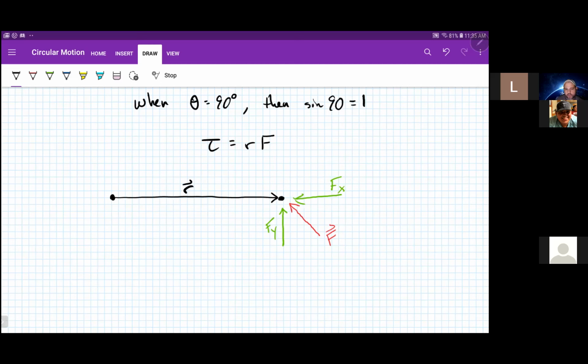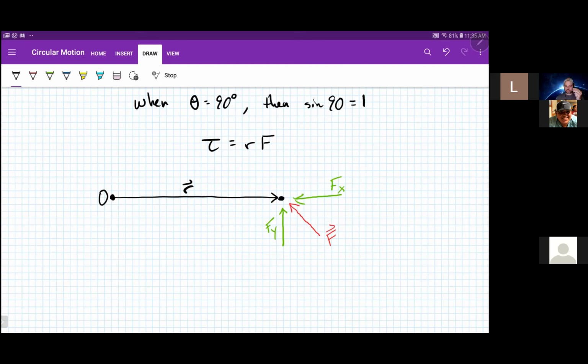Now, here's the thing. If I push with F of X on that point, is that going to cause a rotation of that point about the center O here? If I'm pushing with a force here, if I want to cause this thing to rotate, and I'm pushing directly this way, is it going to cause a rotation? No, it's not. But this one will, right? The y component of that force will cause my stylus to rotate.